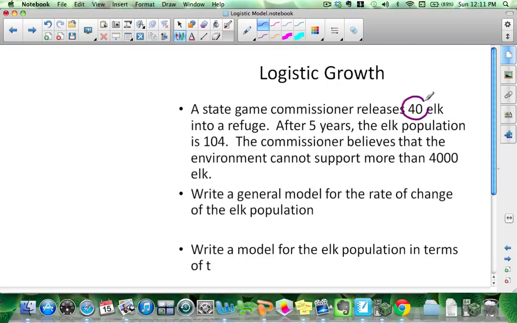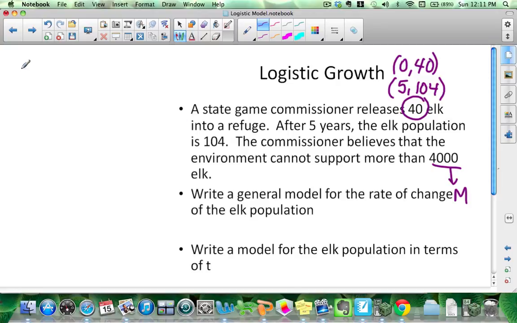This 40 is my initial condition, so I know that (0, 40) is part of my solution. And it says after 5 years, the elk population is 104. So (5, 104) is part of my solution as well. And I know that M is equal to 4,000.